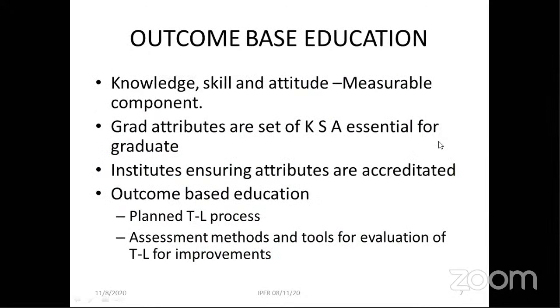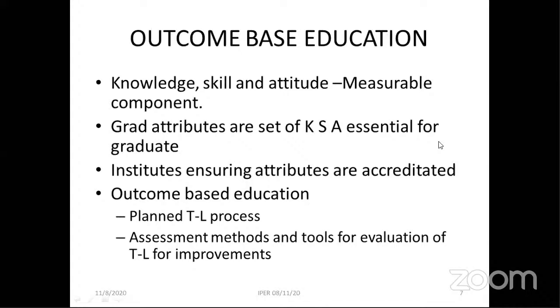What is the basic of this NBA process, or what we can say, what is the basic of this accreditation process? The basic of this accreditation process is outcome-based education. Knowledge, skills, and attitudes are the major components of outcome-based education. Whenever we go for outcome-based education, whatever the outcome is, that outcome should be a measurable component. If it is not measurable, then that outcome has no value.